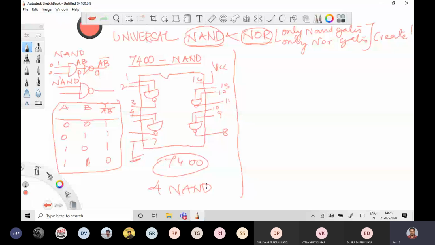Now for NOR gates, the NOR gate is the complement of OR. So I'm taking the OR symbol. The OR symbol is connected to an inverter.